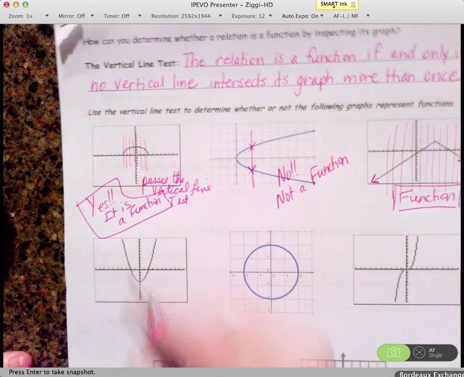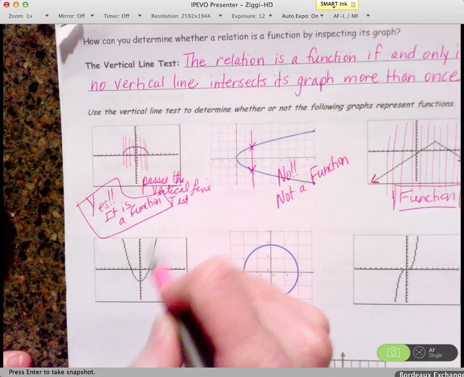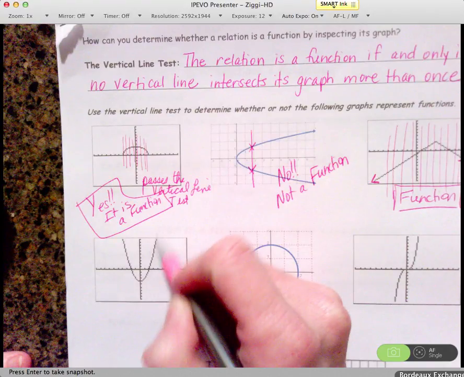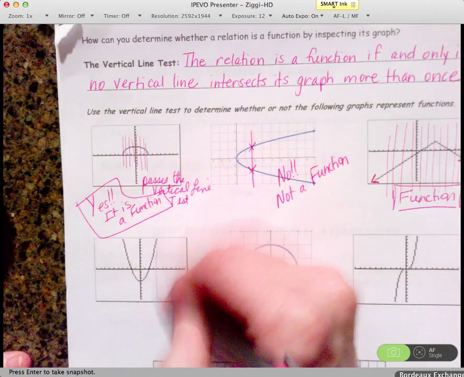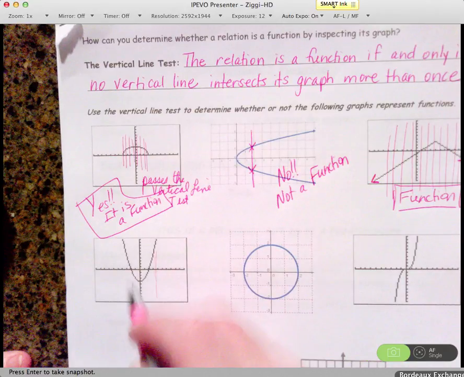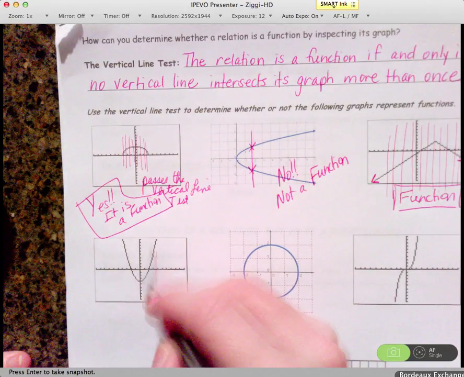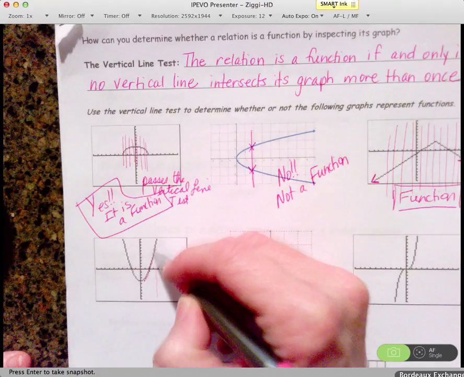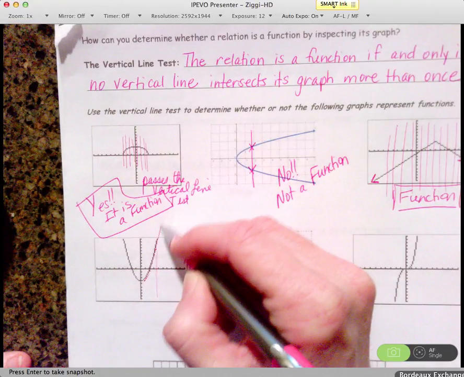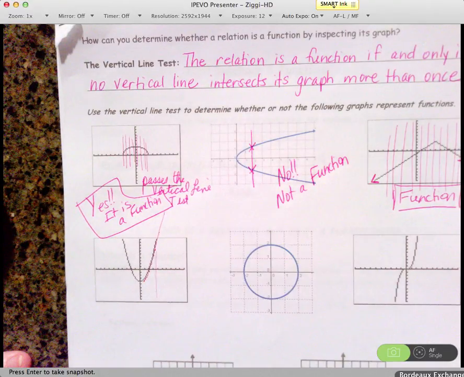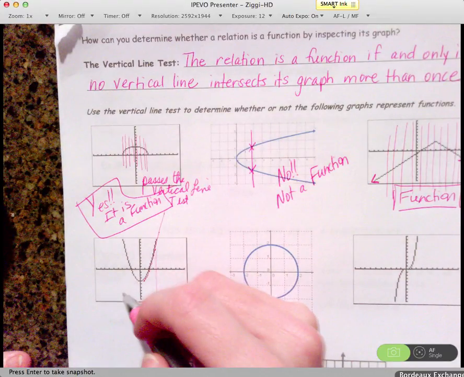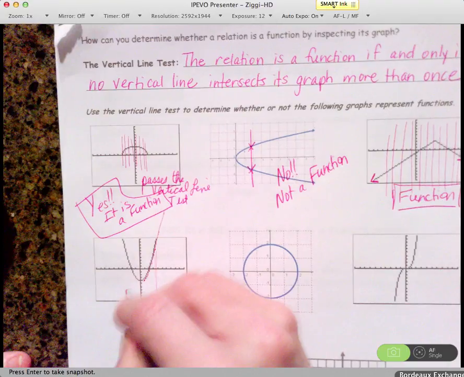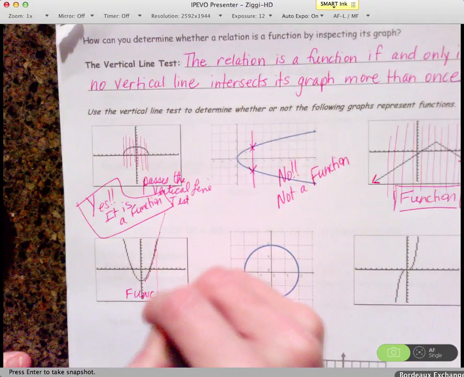Let's look at this one. This is a little bit deceiving because it looks like this might go straight up and it looks like it might pass or might fail the vertical line test. But a parabola is a figure that continuously gets wider and wider and wider ever so slightly. So a parabola will always pass the vertical line test. So yes, this is a function.